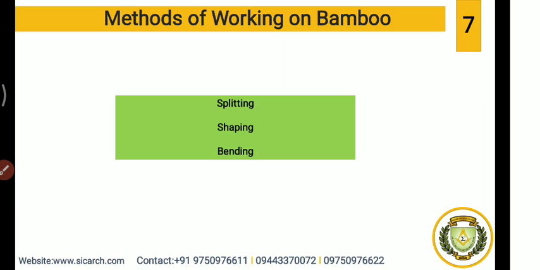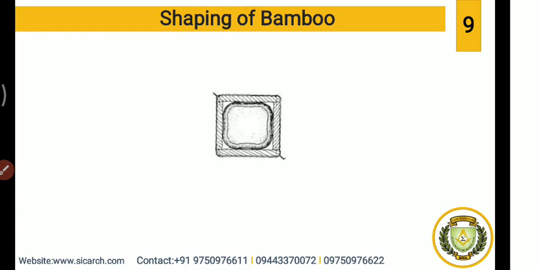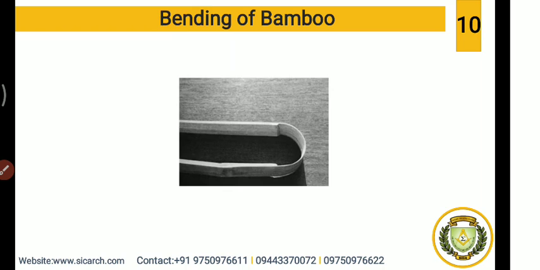Methods of working with bamboo: splitting, shaping and bending. Splitting. So bamboo can first be split with a knife to the required shape. Then shaping. While the bamboo is growing itself, we can put some box kind of thing outside it so that the bamboo will get the required shape.